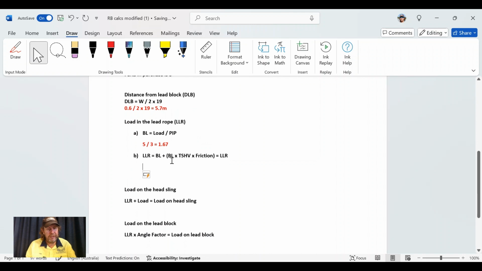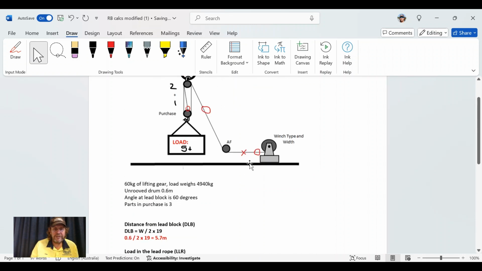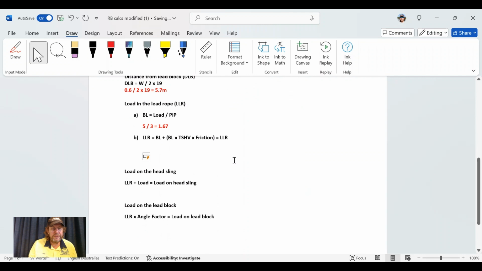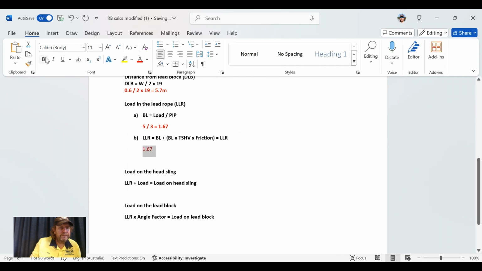Next part of the equation, we go down and we go the load on the lead rope. So that's the load on the lead rope. That's what we're trying to work out, the load there. Equals Beckett load. That's our Beckett load there, 1.67. I'll make that red. Plus Beckett load times total sheaves. TSHV stands for total sheaves, and friction is always 0.05.